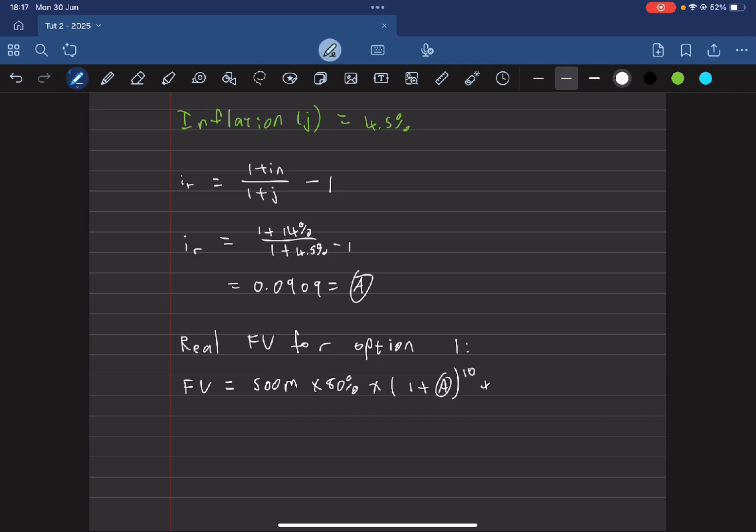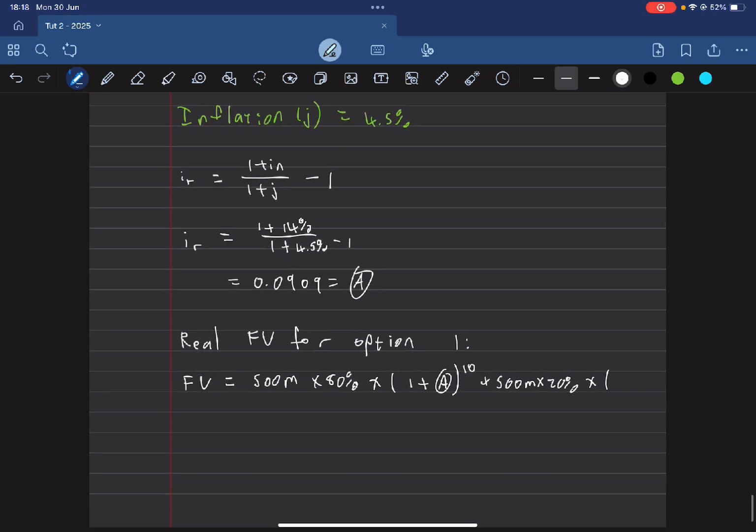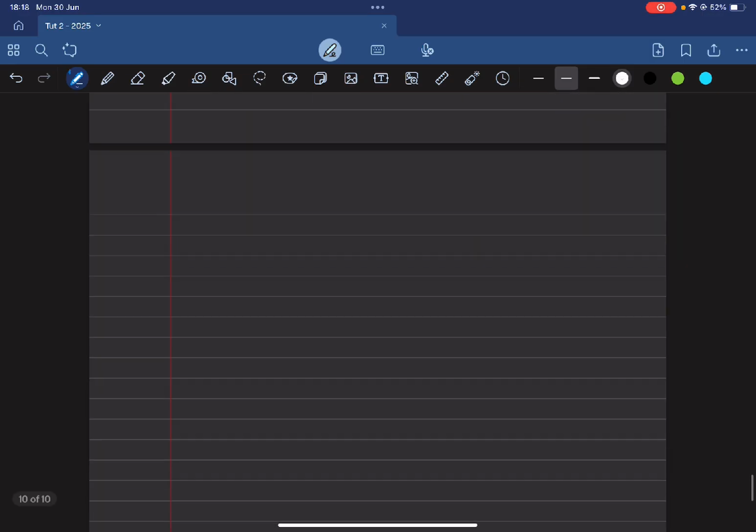And the other 20% in gold is going to be 500 million times 20%, times, and it says that gold is resistant to inflation. So gold doesn't have any inflation, and the return on gold is 12%. So we can just multiply this by 1 plus 12% to the power of 10. Okay, and if we type that all into our calculator, we should get 1,265,457,792. That's for option 1.